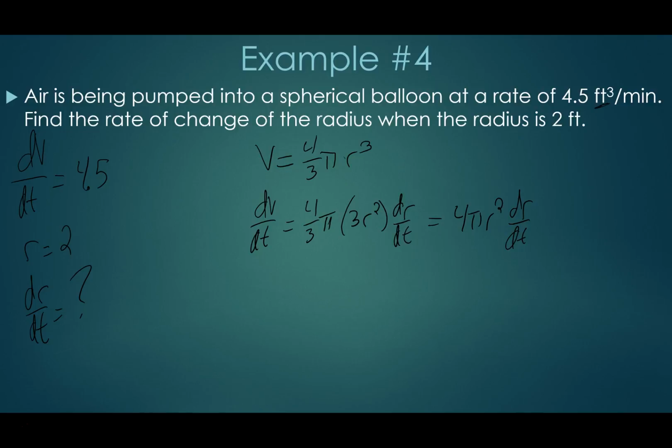So my goal is to solve for dr dt. Let's plug in. dV dt is 4.5. Our r is 2. We want to solve for dr dt. So what I'll have to do is 2 squared times 4 pi to get 16 pi. And then divide both sides by 16 pi to get the answer. In fraction form, if I were to leave it as a fraction, your final answer will be 9/32 pi.